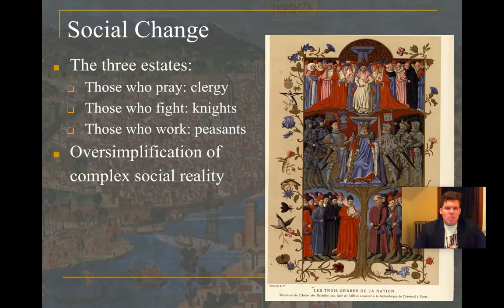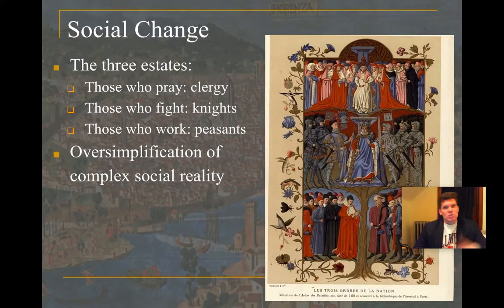But with this came a degree of social change, and there was this attempt to oversimplify society back then, as people always are wont to do. They try to put things in as simple and stark terms as they can, but they decided to break it up into three parts. We had those who pray, the clergy, considered to be the most important ones. We had those who fight, the knights, and those who work. The nobles would probably be considered under the those who fight part, but again, that's that whole oversimplification part.